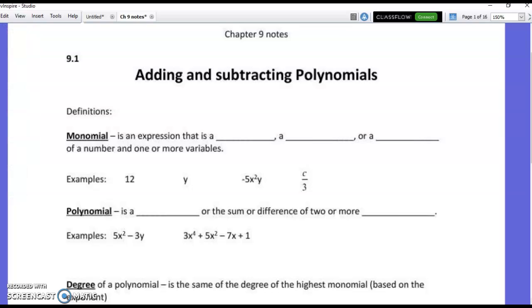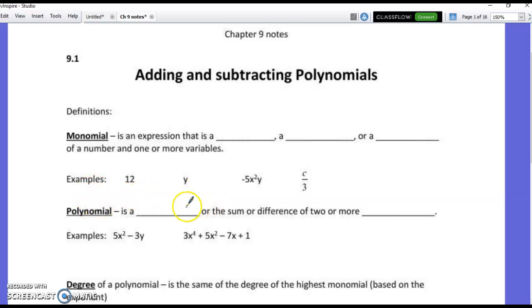Alright, this section deals with adding and subtracting polynomials, but there's some vocabulary to get out of the way. And this section is pretty straightforward. It's putting things in what we call standard form. But first of all, let's define what a monomial is. You know what a monomial is.